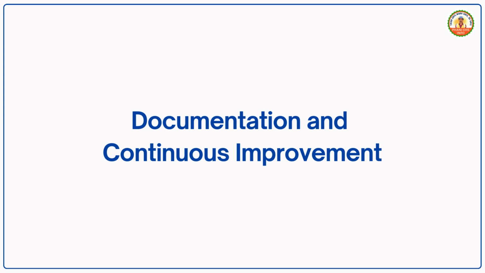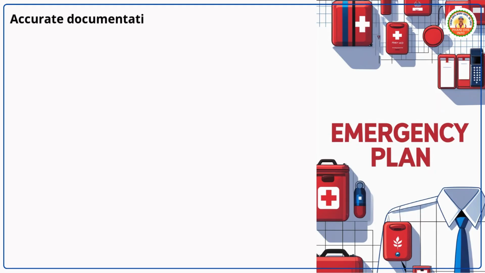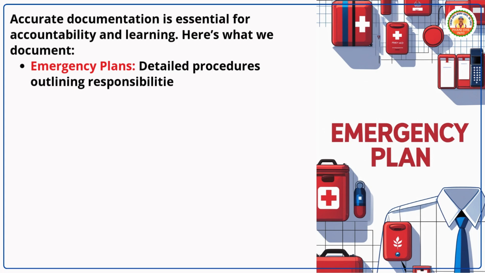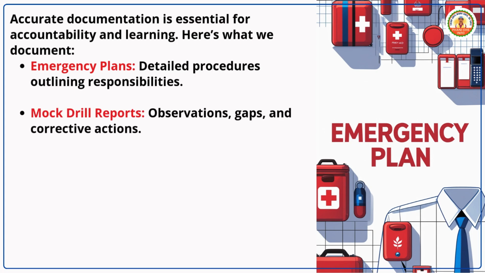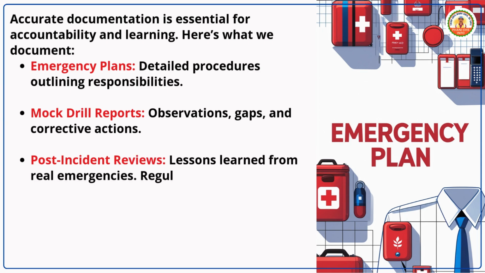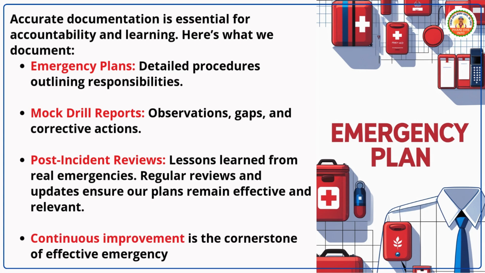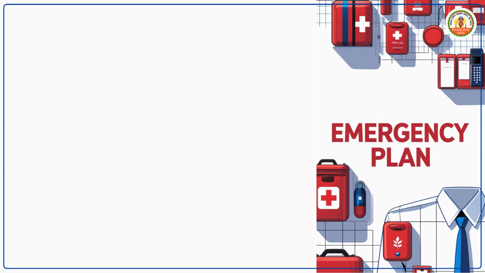Documentation and continuous improvement. Accurate documentation is essential for accountability and learning. Here's what we document. Emergency plans: detailed procedures outlining responsibilities. Mock drill reports: observations, gaps, and corrective actions. Post-incident reviews: lessons learned from real emergencies. Regular reviews and updates ensure our plans remain effective and relevant. Continuous improvement is the cornerstone of effective emergency management.